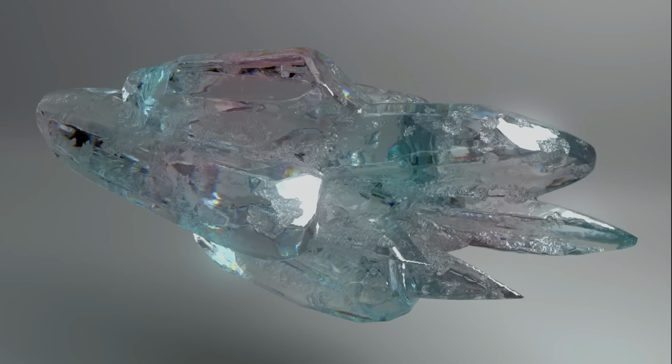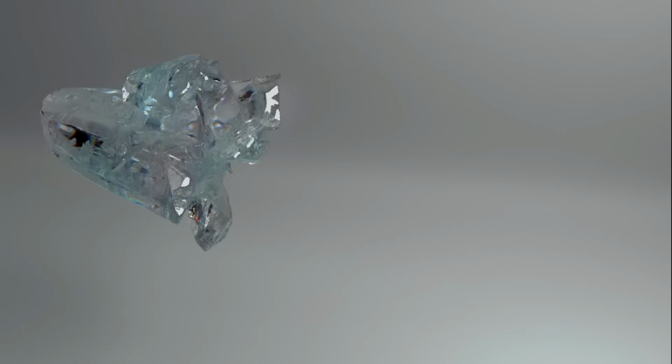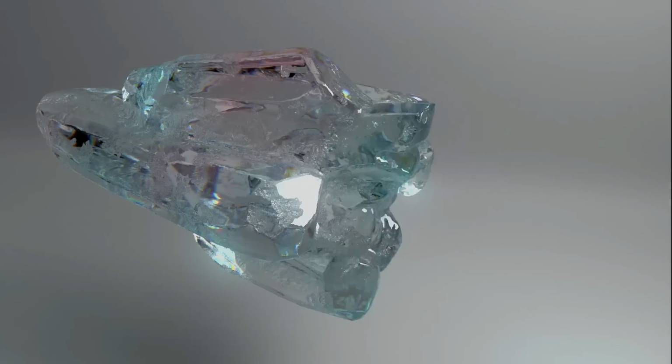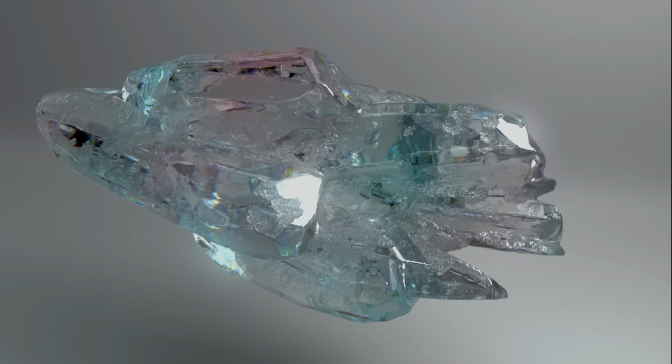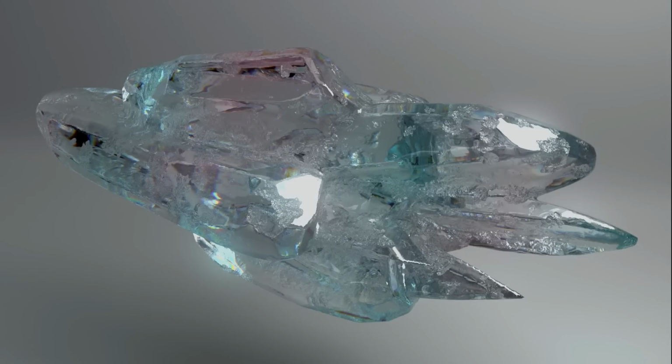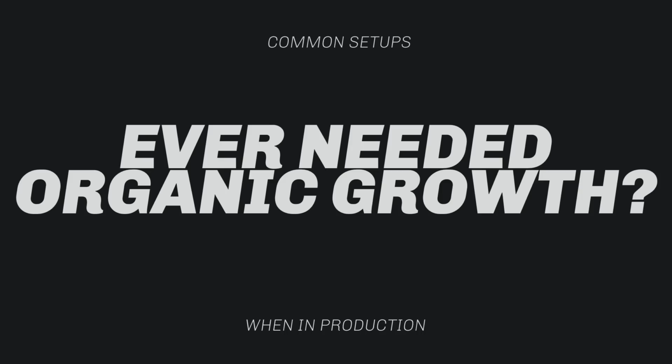So kind of organic growth, but organic growth that's artistically tweakable. So you can just influence how the stuff grows, which structure emerges while it's growing, and which still forms the shape that you input into the solver. So ever needed organic growth? This is just the common setup in production. And here's how we did it.